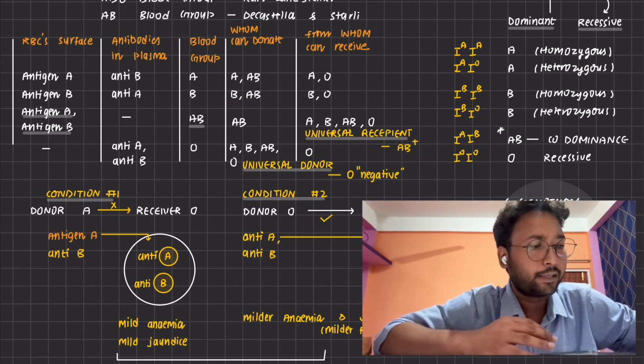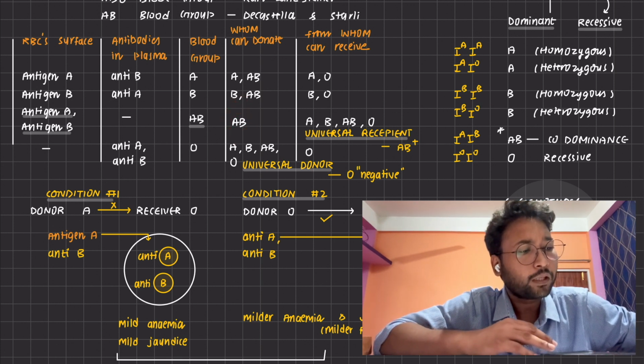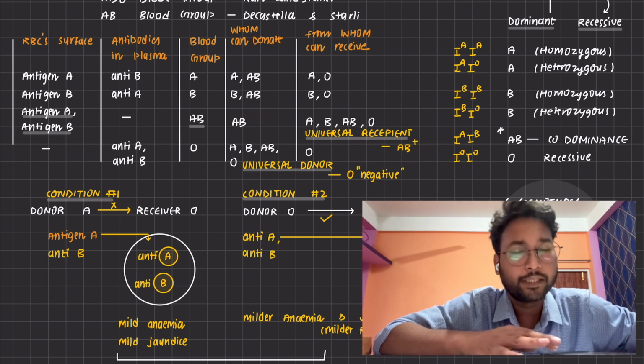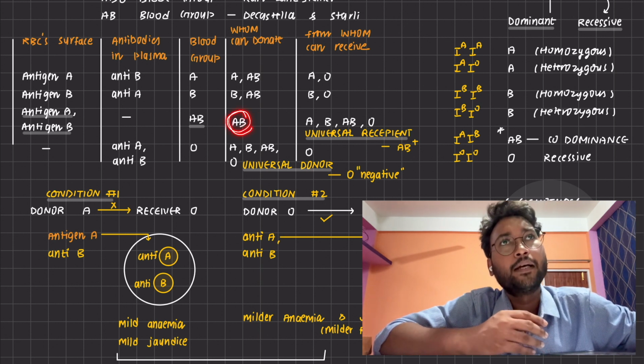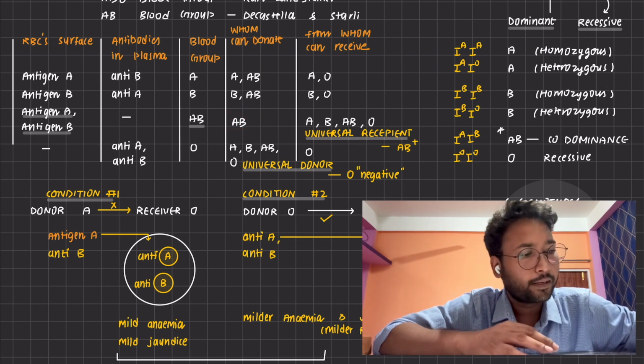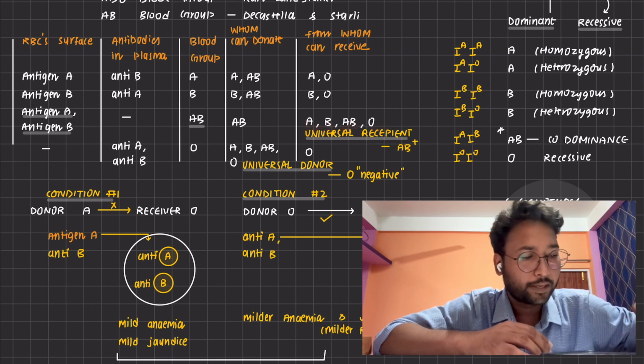We will discuss later that the person with AB blood group is not actually the universal recipient. Actually, the real case is that the AB positive person is the universal recipient. Then, in the same way, the universal donor is O negative.